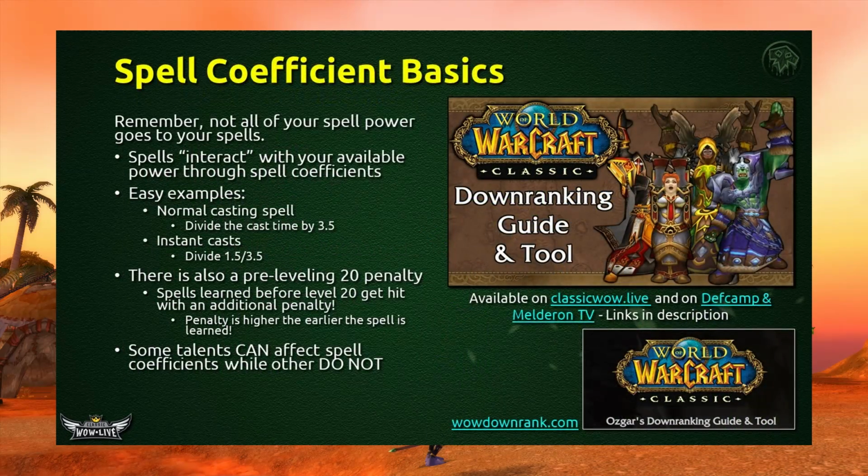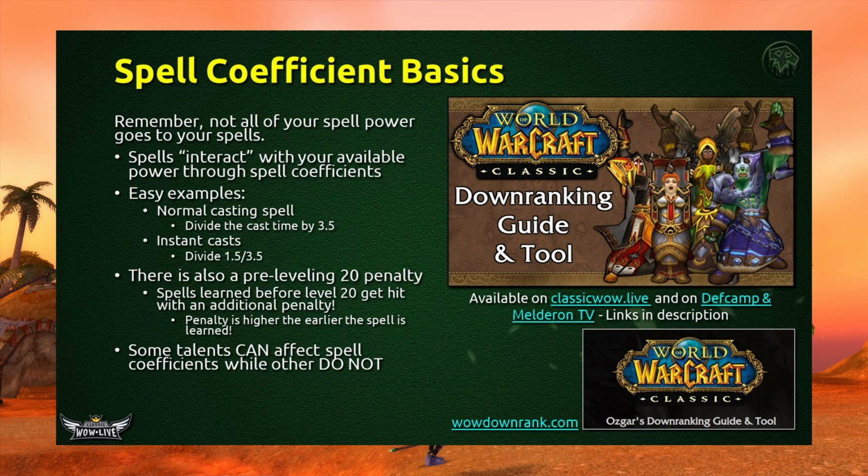So before we get into spell coefficients in general, let's go over some basics. If you don't know a lot about spell coefficients, remember not all of your spell power goes to your spells. In fact, spells interact with your available spell power through what we call spell coefficients. Here are two very easy examples. For a normal hard cast spell, you divide the cast time by the reference, which is 3.5, to get the spell coefficient. For instant casts, they are considered 1.5 second spells, so you do 1.5 divided by 3.5. That's a crash course. That's not how all things are calculated.